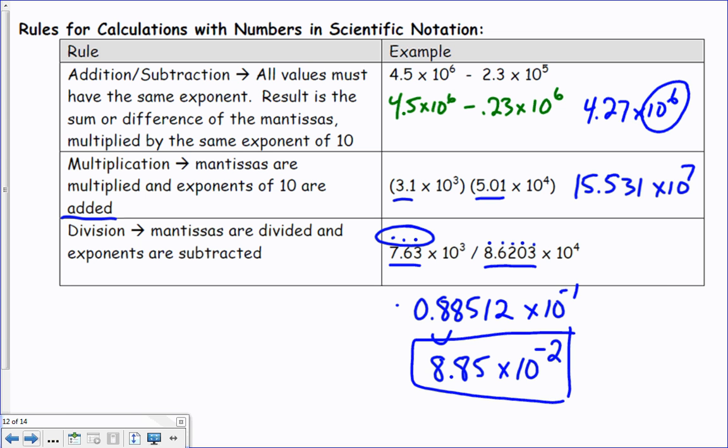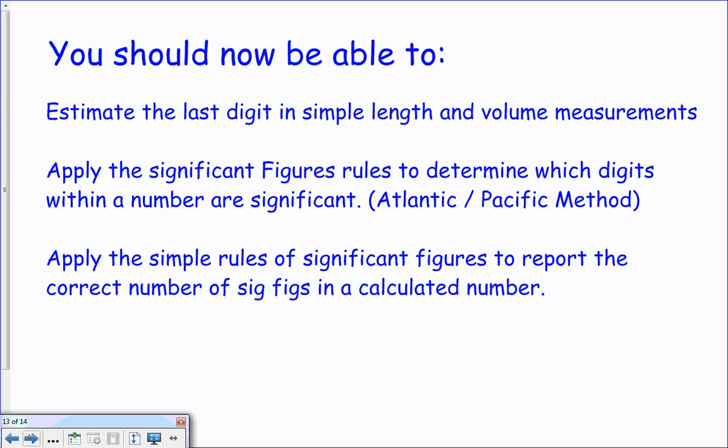Now, if you give me this, this wouldn't be wrong, but when we studied scientific notation in the past, we said that the mantissa needs to be between 1 and 9. So this is technically not right, but these numbers are actually equivalent in your calculator.